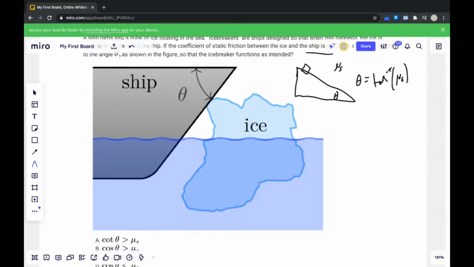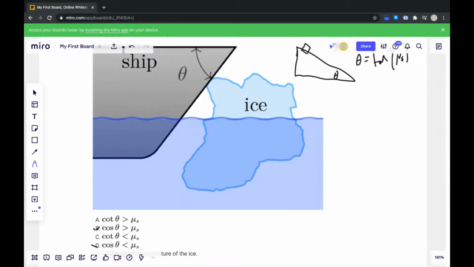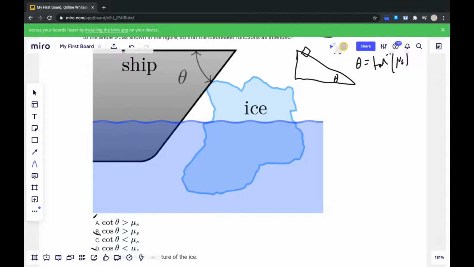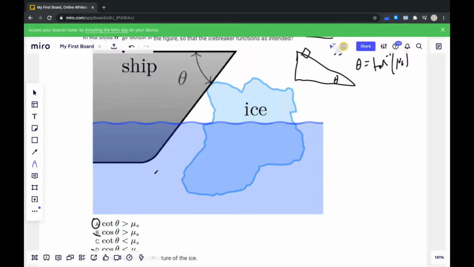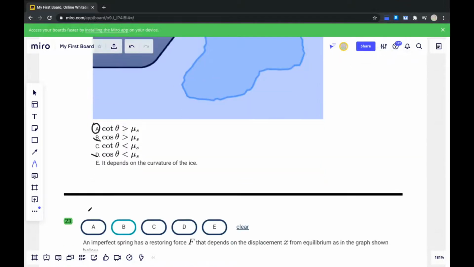So we know that we must have a tan or a cotangent in our answer, so we can cross out D and B. And then we can just look at which sign makes sense. We want mu sub s to be as small as possible, right? So we want cotangent of theta to be greater than mu s, because if it overcomes mu s, then it's able to slip. For C, if mu sub s is greater, then it won't be able to slip. It will just get stuck and won't be able to push it down. So our answer is A.